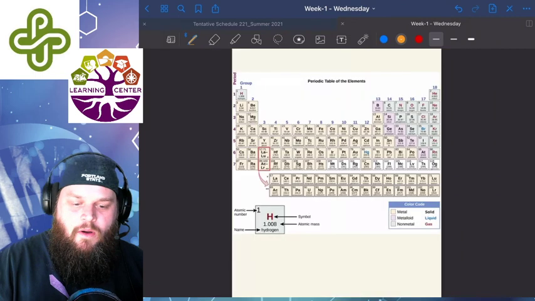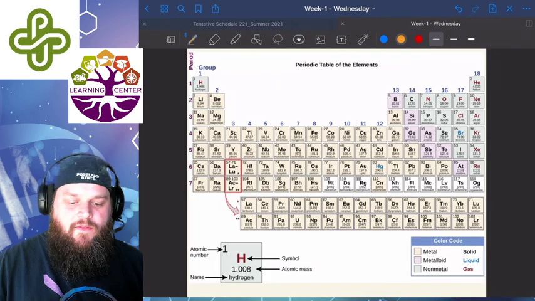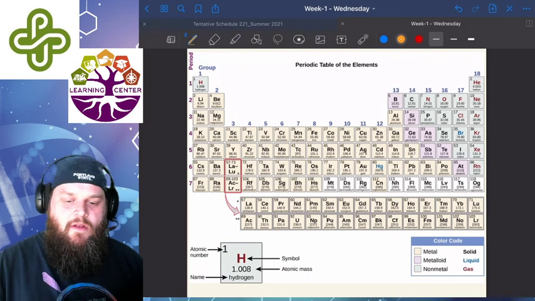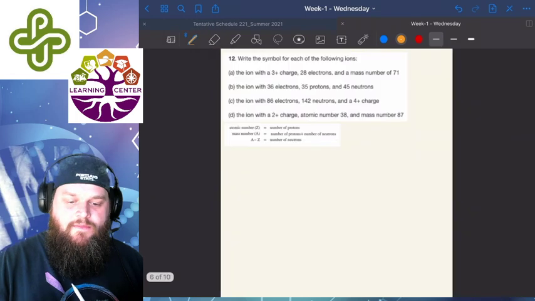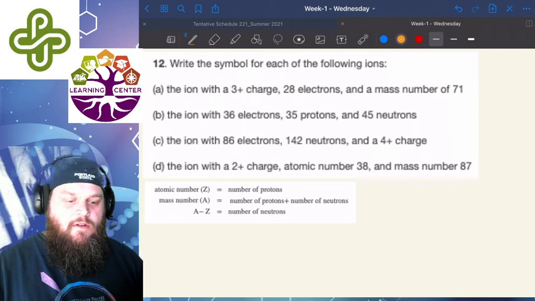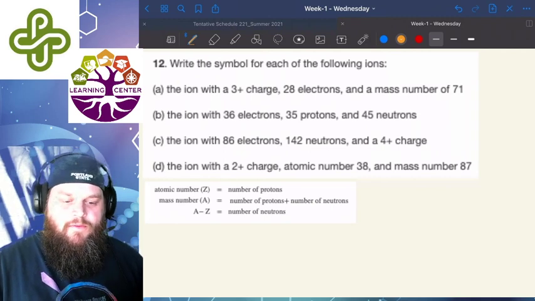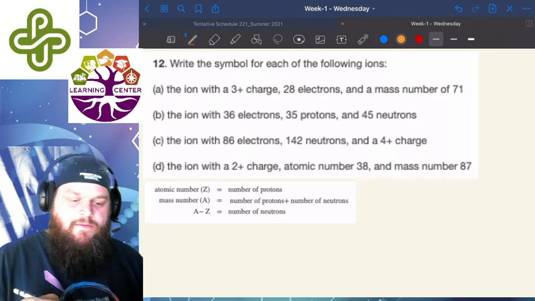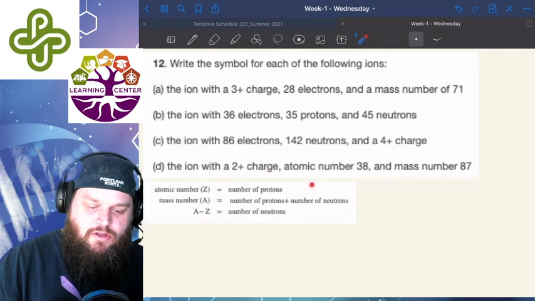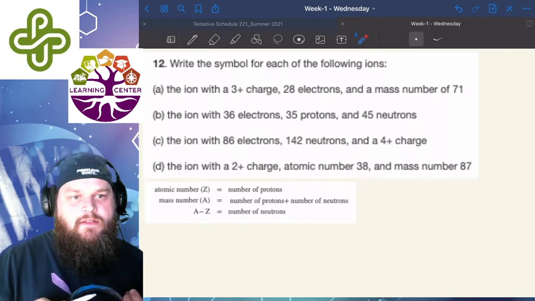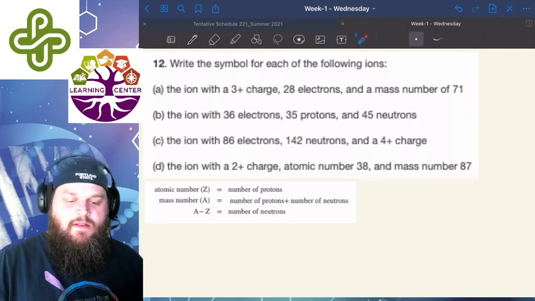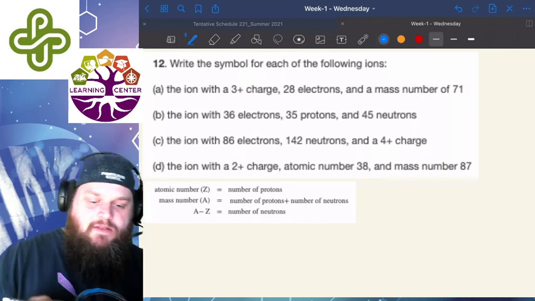We're going to go on. This is the periodic table of elements again. We're going to use that now to start talking about the different isotopes that we can run into when we're dealing with chemistry. So here, number 12 in your textbook for chapter 2 is: write the symbol for each of the following ions. So the first one, part A, and I should note I have a few general guidelines on how to find the atomic number, the mass number, and the number of neutrons. The one that's left out from here is electrons.